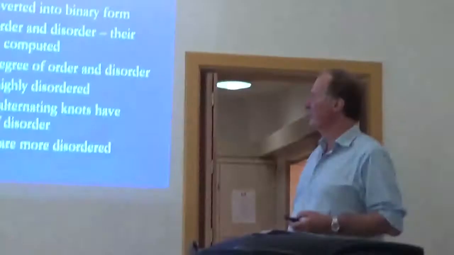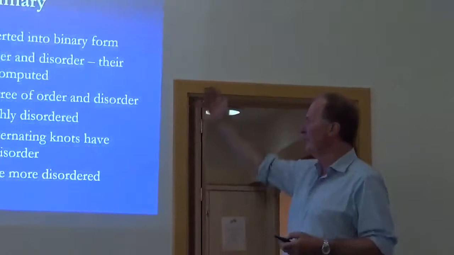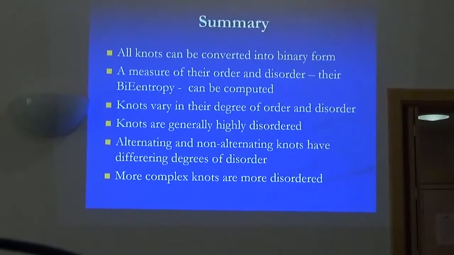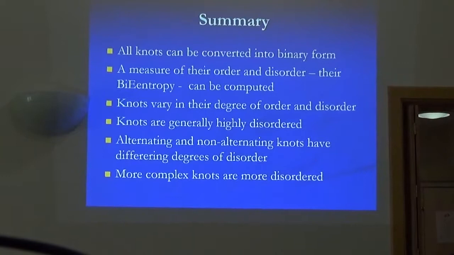So, implications. Summarizing the results I've got, all knots can be converted into binary form. A measure of the order and disorder, BiEntropy, can be computed, so nobody's ever quantitatively computed entropy from the physical form of a knot before, unless someone tells me otherwise. Knots vary in their degree of order and disorder. Knots are, knock out the word generally, knots are highly disordered binary objects. Alternating and non-alternating knots have differing degrees of disorder, and more complex knots are more disordered.